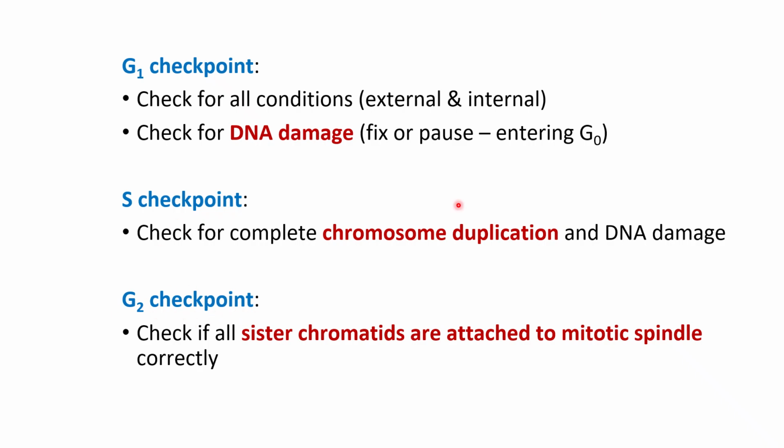So if everything's normal here, we pass this checkpoint, then we go into G2. And during the G2 checkpoint, the cells are going to check if all the sister chromatids are attached to the mitotic spindle correctly. So this way it ensures the accurate separation of the sister chromatids during the later anaphase so that both daughter cells end up with a complete set of chromosomes following the cell division.